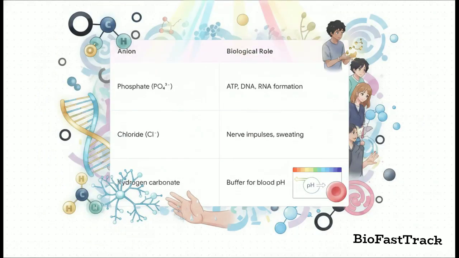And let's close out that 10-second summary with the critical negative ions, the anions. Phosphate is literally your biological energy currency, essential for ATP, plus building DNA and RNA. Chloride, absolutely non-negotiable for nerve impulses and sweating. And hydrogen carbonate acts as the crucial buffer, maintaining your blood pH. This right here is exactly how foundational chemistry scales, all the way up to run complex, full-body biological systems.